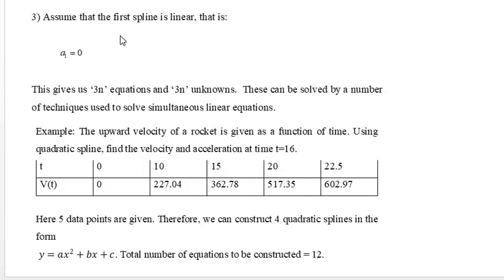Now case 3. Assume that the first spline is linear. So we get a1 equal to 0. So we have 3n equations. Solve these 3n equations and get the unknowns.